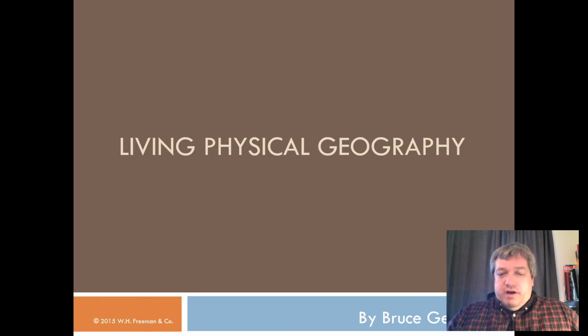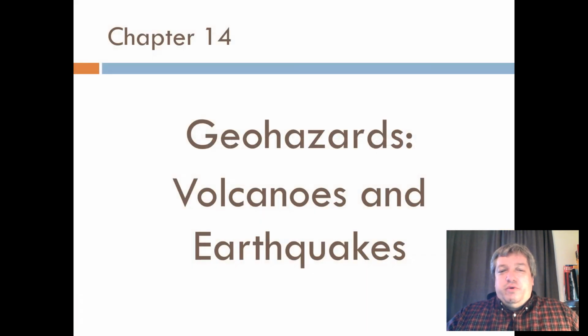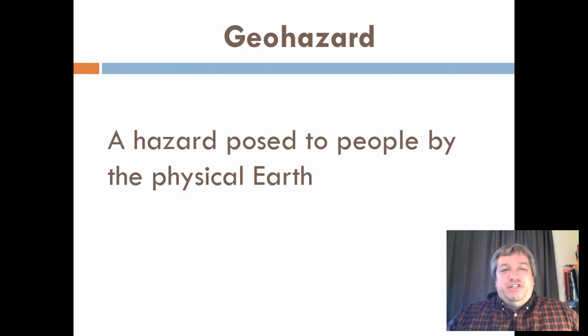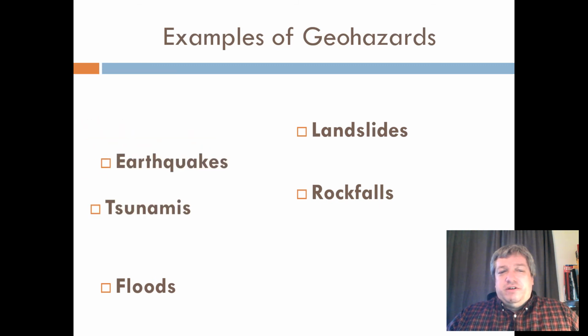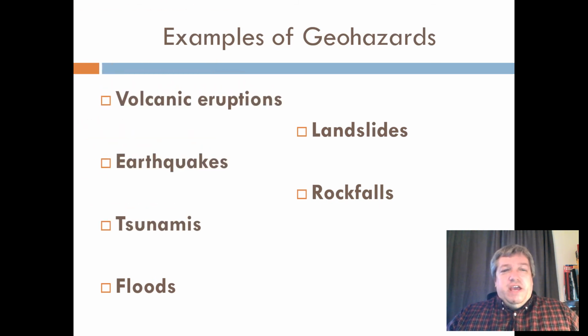So we're going to be talking about geohazards, earthquakes, and volcanoes. And so the first question is obviously, what is a geohazard? That's simply any hazard posed to people by the physical earth. So we've talked about hurricanes and tornadoes, and now we're going to be talking about earthquakes, right? But it can be many other things. So landslides, rockfalls, floods, but also earthquakes, tsunamis, volcanoes, lots of different things.